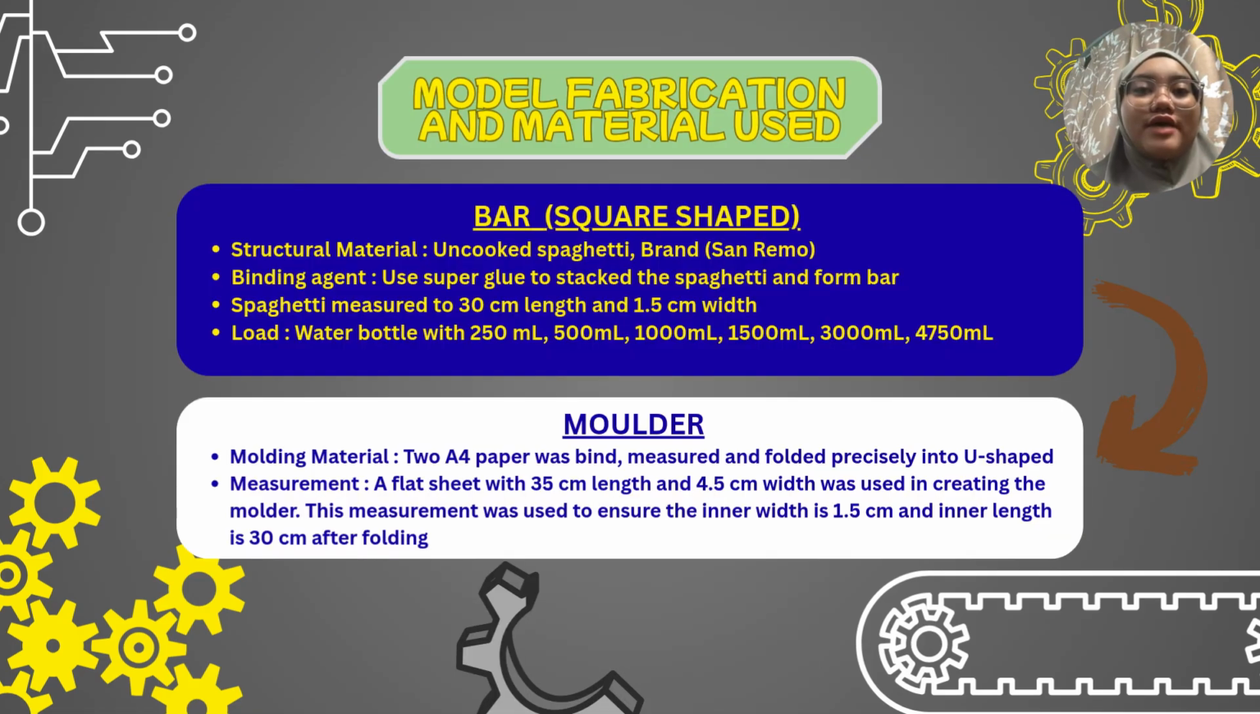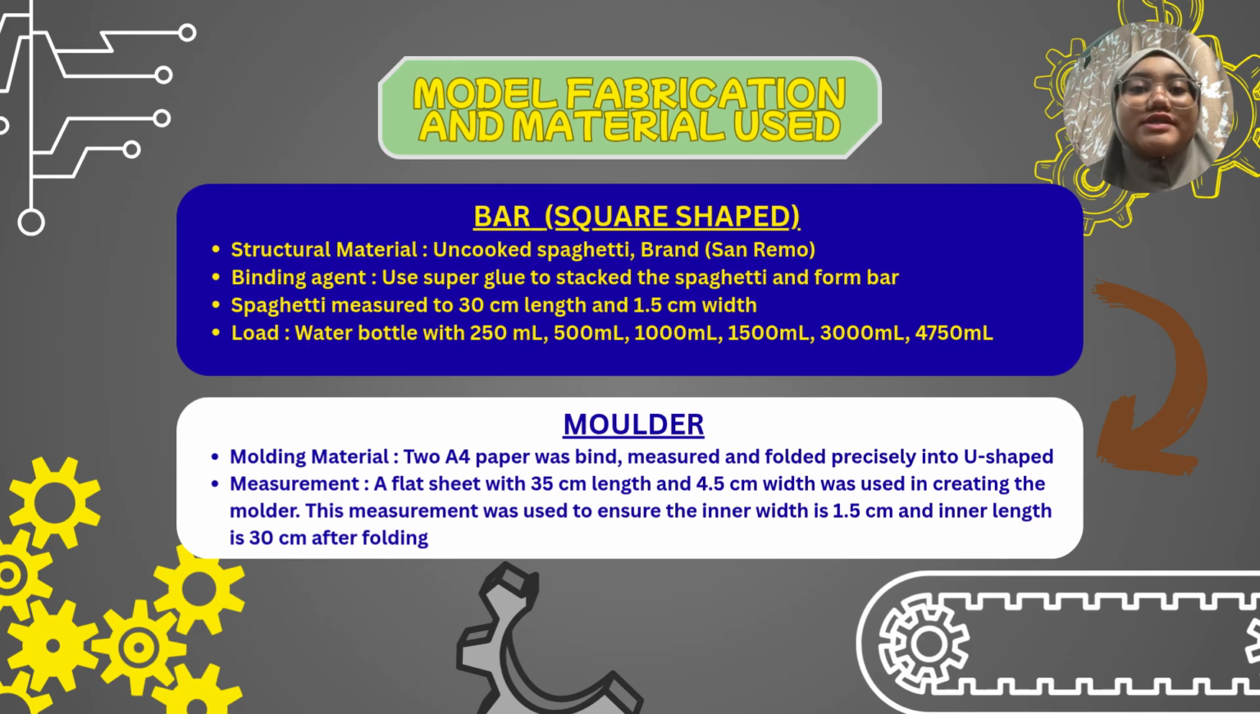Okay, so next I will proceed with the model fabrication and the material used. As our group was assigned to create a bar with a square shape, this is the material and the measurement that we use. For the structural material, we use uncooked spaghetti of the San Remo brand. And for the binding agent, we use super glue to stack the spaghetti and form the bar. The spaghetti has been measured to 30 centimeter length and 1.5 centimeter width according to the instruction.